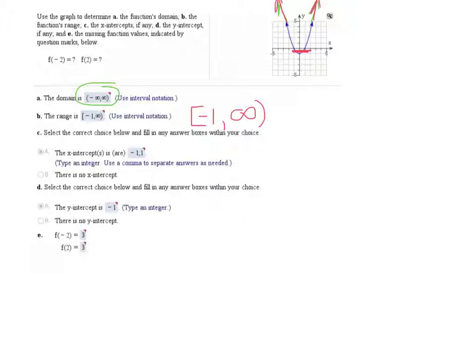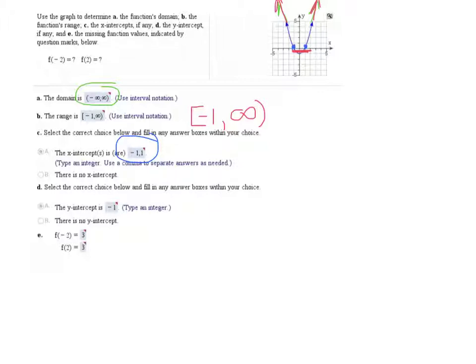MyMathLab is very picky about the interval notation, the use of the parentheses and the brackets and everything, because it means something entirely different if you've mixed that up. So the x-intercepts on this one, where does it cross the x-axis? Those points, and I'll see how well I can hit them, are there and there. And on our x-axis, those numbers correspond with -1 and +1. And you just type the integers and use your comma to separate those two. And that's the way they like that one written.